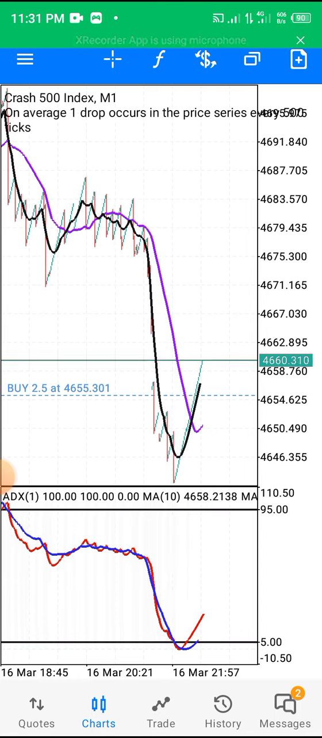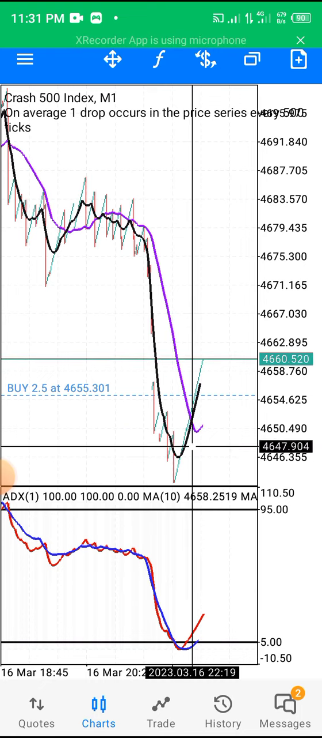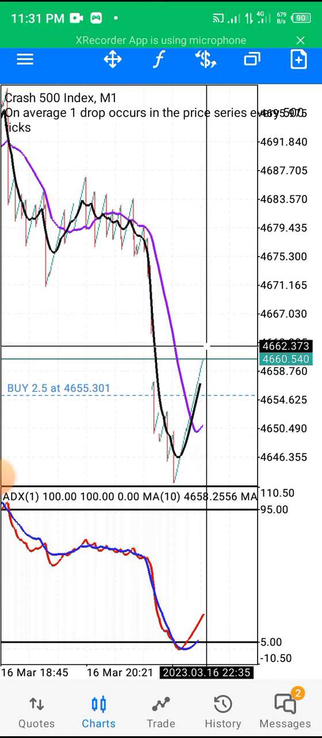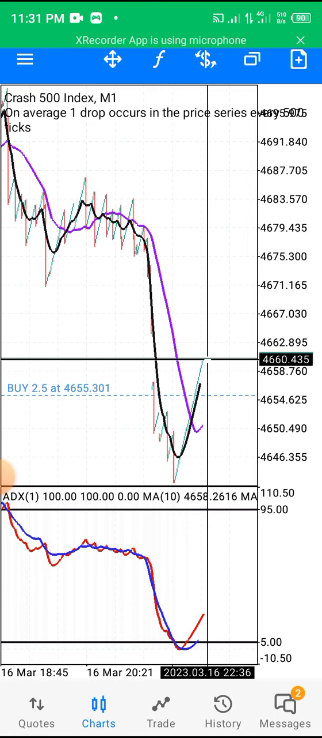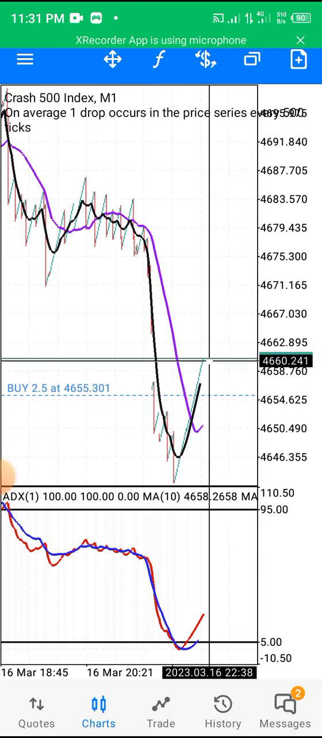So this is Crash 500, and we are scalping. That means we are actually going to buy. If we're scalping Boom, that means we are selling. But right now we are on Crash. This strategy works on Crash 500 and on Boom 500. So now we are on Crash 500 and we are buying. As you can see, guys, I opened my position at this level here. As you can see, we are still buying, but since this is just a video I'm trying to show you guys, I won't actually hold this trade.